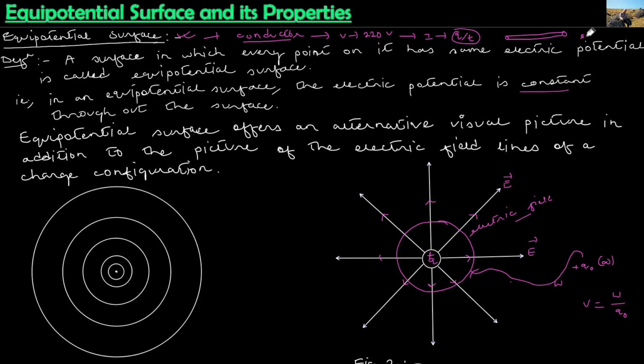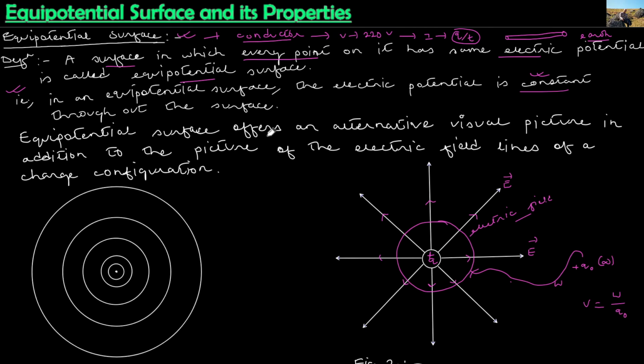Even the surface of the earth, where we do earthing for electrical appliances, is also considered to be an equipotential surface, having the same potential at all points along the surface of the earth. Now, further, the surface in which every point has the same electric potential is defined as an equipotential surface. Keep in mind that an equipotential surface is that type of surface in which the potential is constant throughout.